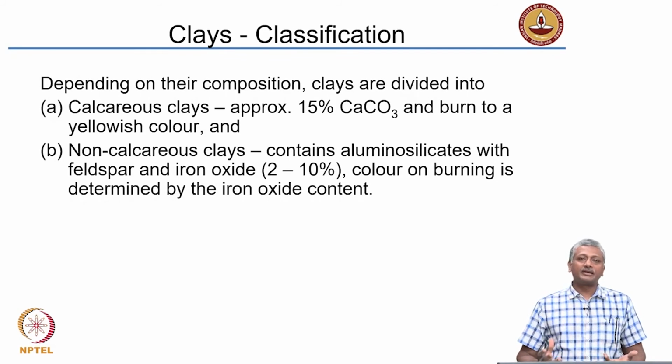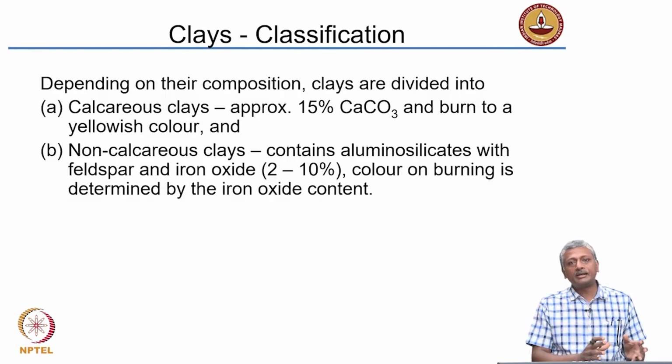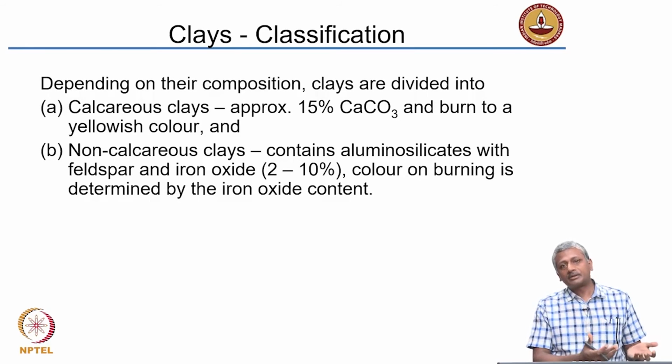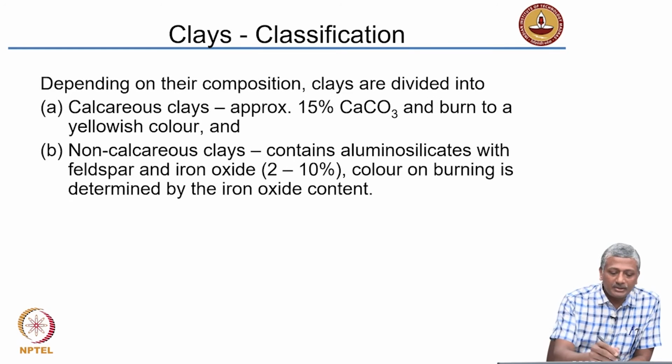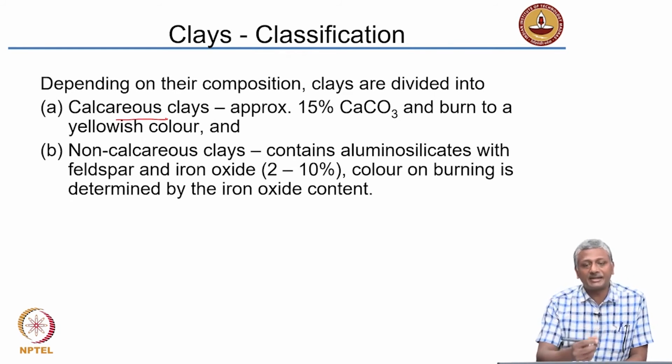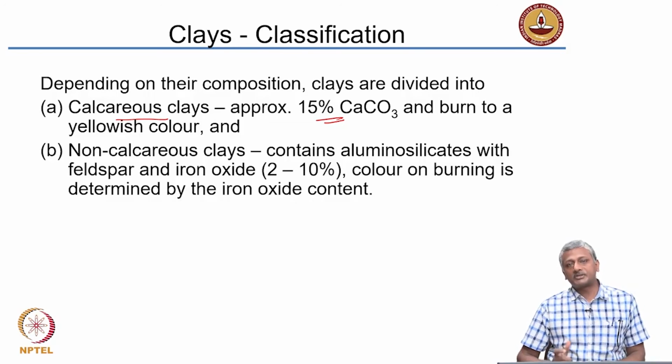So, how do we classify clays which are going into making bricks? Depending upon the color of the brick that we get, we have an idea that the original clay may have had a very high level of calcium or a low level of calcium. So, depending upon the composition, the clays are divided into calcareous clays, that means the ones that have calcium, typically about 15% calcium carbonate would be present in the clays. And when you burn these bricks in the kiln, when you fire them at a high temperature, they will impart a yellowish sort of color.